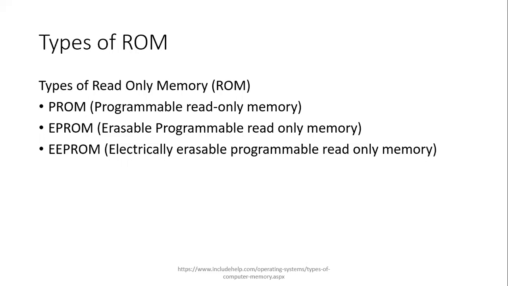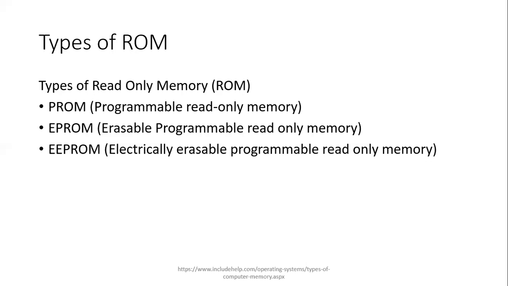Next is erasable programmable read-only memory. This is the type of memory that can be reprogrammed. That means once the ROM is available, the data has been written into it, and the system is available with the user, the changes can still be made into the ROM. We can erase the data from it and reprogram it, that is, erase all the previous data by using high voltage ultraviolet light.